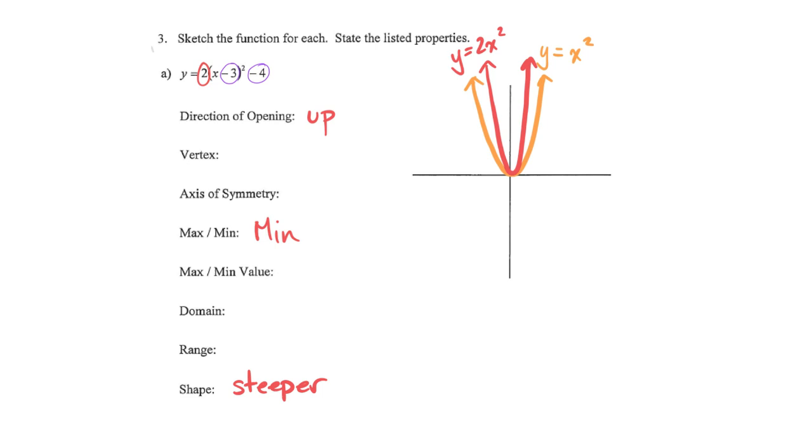Okay, what does the minus 3 and the minus 4 do? Well, the minus 3 on the inside says I'm subtracting 3 from my x's, therefore my x's have to be 3 bigger. So I'm shifting my graph to the right. That means my vertex is now moving over to 3.